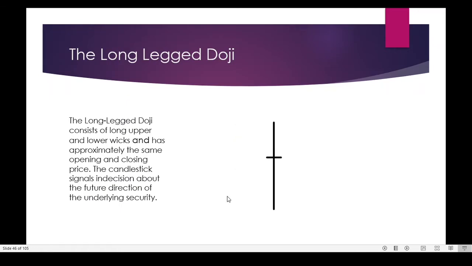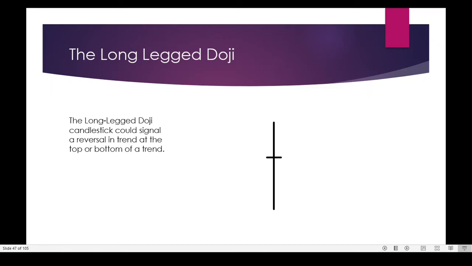So now let's take a look at the long-legged Doji. The long-legged Doji consists of a long upper and lower wick and has approximately the same opening and closing price. This candlestick signals indecision about the future direction of an underlying security or an underlying stock. Now, also, the long-legged Doji could signal a reversal in trend if it's at the top or at the bottom of a trend.